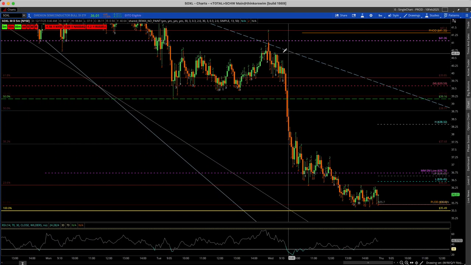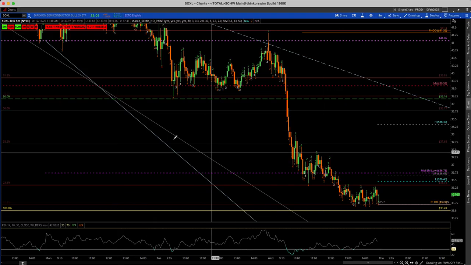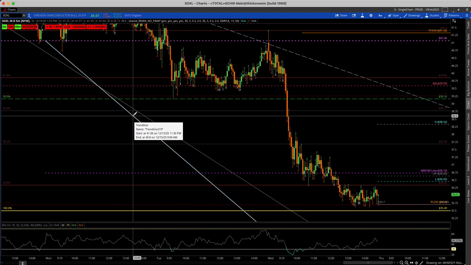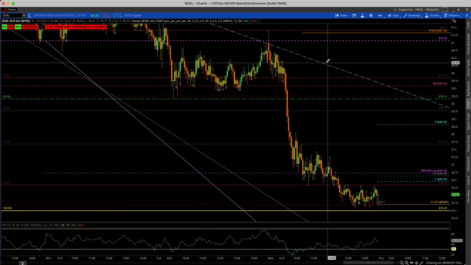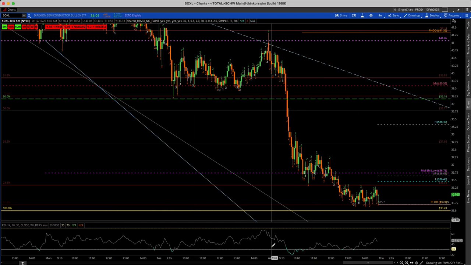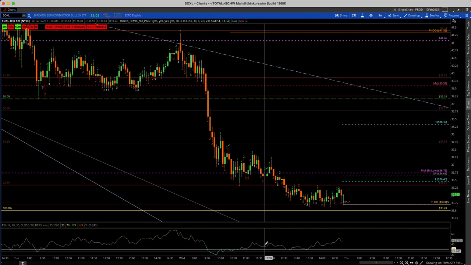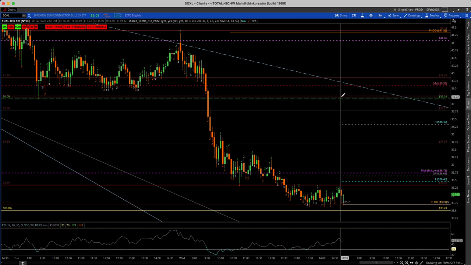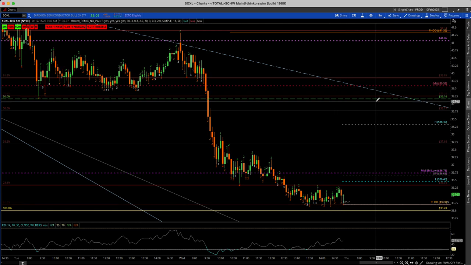We also want to mention the broadening formations here. We've got the 4-hour broadening formation in gray down here, and the 1 hour in blue here. Also want to mention this lower high line from the 1 hour perspective. Again, we don't put a whole lot of weight into lower high lines or downtrend lines unless they are intersecting with one of our more major horizontal lines.